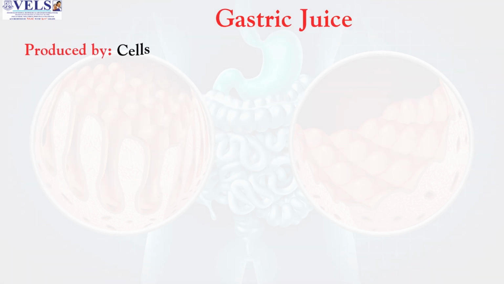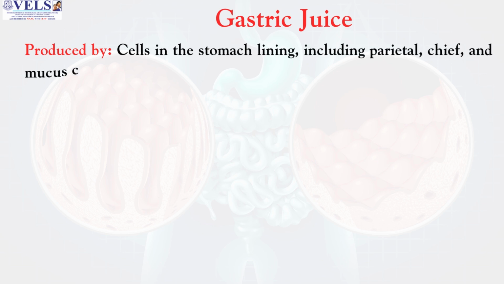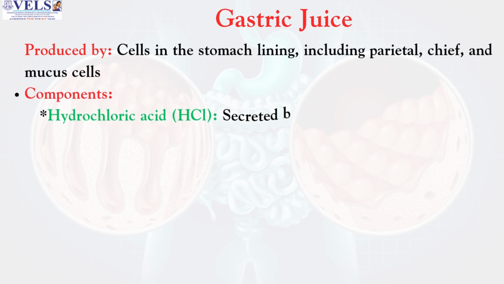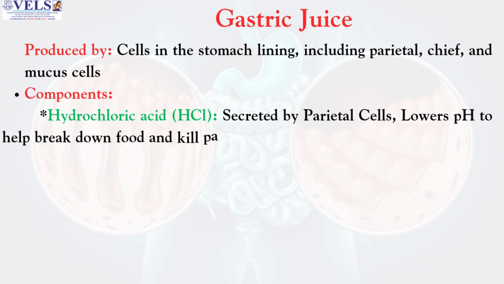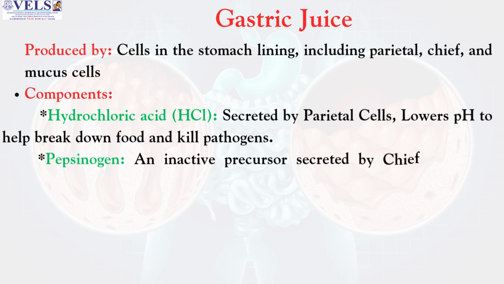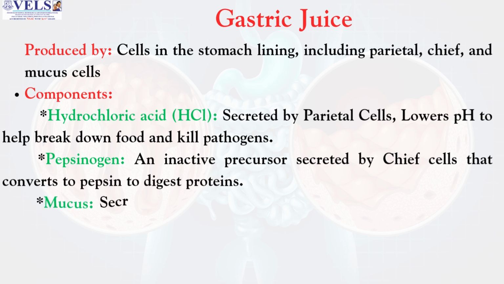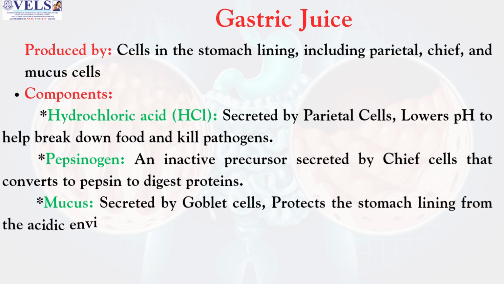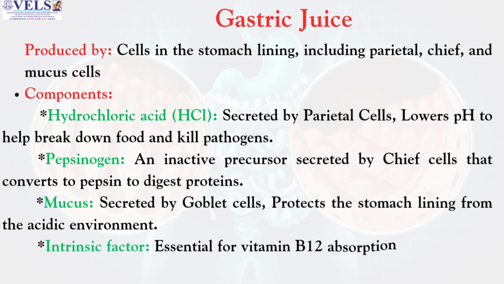Next, about gastric secretion from stomach. It is produced by cells in the stomach lining, including parietal, chief, and mucus cells. Gastric juice contains hydrochloric acid, secreted by parietal cells, which lowers pH to help break down food and kill pathogens. Pepsinogen, which is an inactive precursor secreted by chief cells, converts to pepsin to digest proteins. Mucus is secreted by goblet cells and protects the stomach lining from the acidic environment.